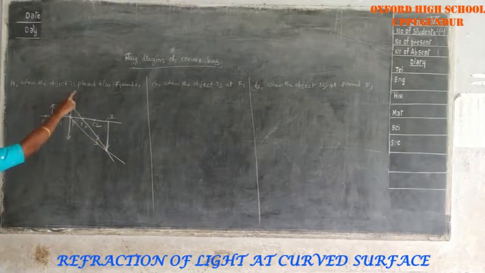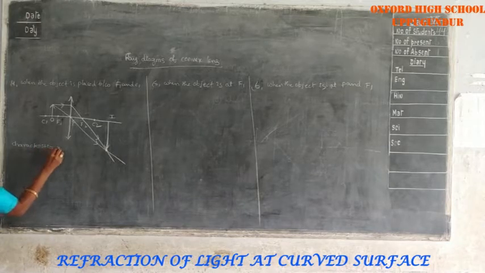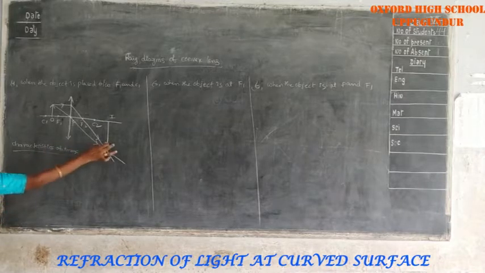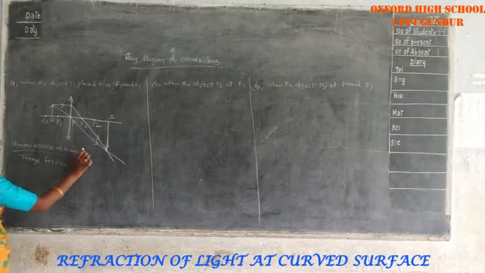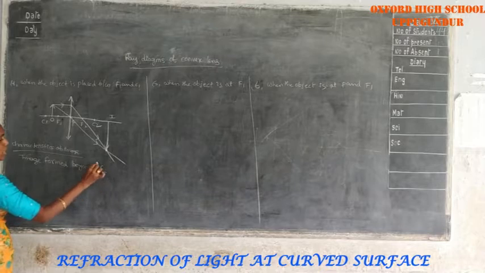Here the image is formed beyond the center of curvature. So when the object is placed between F1 and C1, the image is formed beyond the center of curvature. Where is the image formed? Beyond the center of curvature.